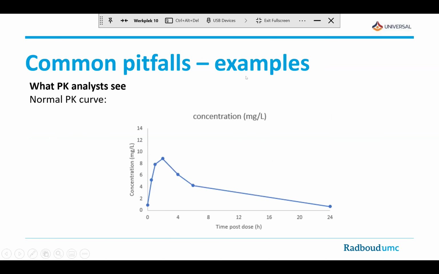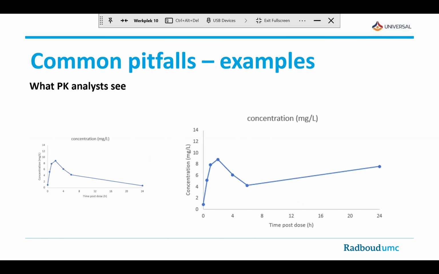I'm going to give you a few examples of what we as a PK analyst see when something goes wrong. So this is the normal curve. We've got the time post-dose on the x-axis and the concentration on the y-axis, and this is how it should look, just to remind you. You see here on the left-hand side how it should look, and here you see, oh my God, something went wrong at the 24-hour sample, because that's not what we expected.